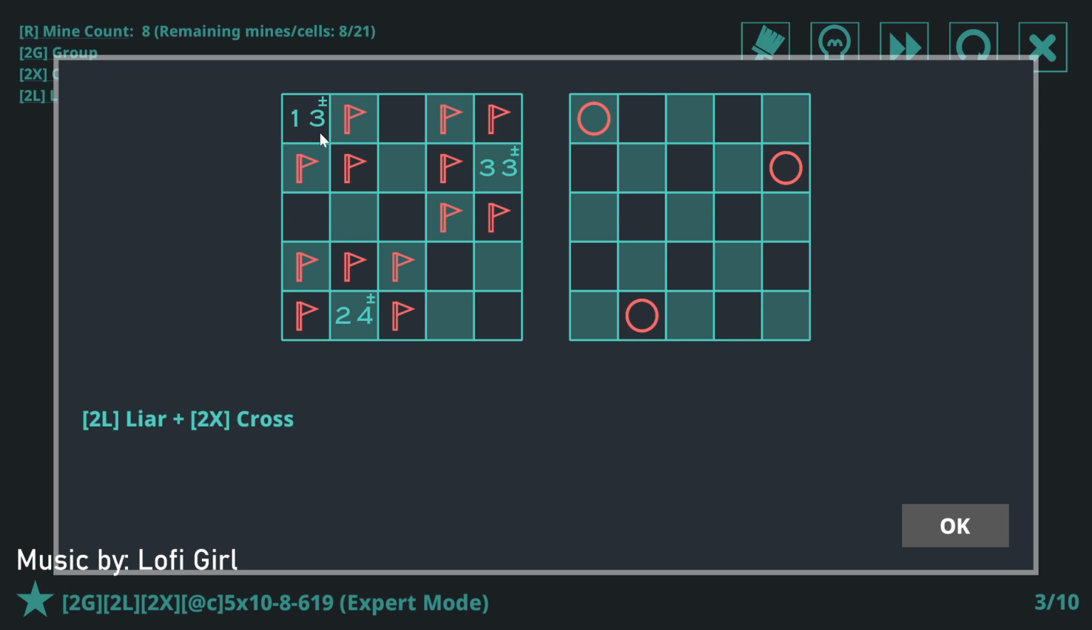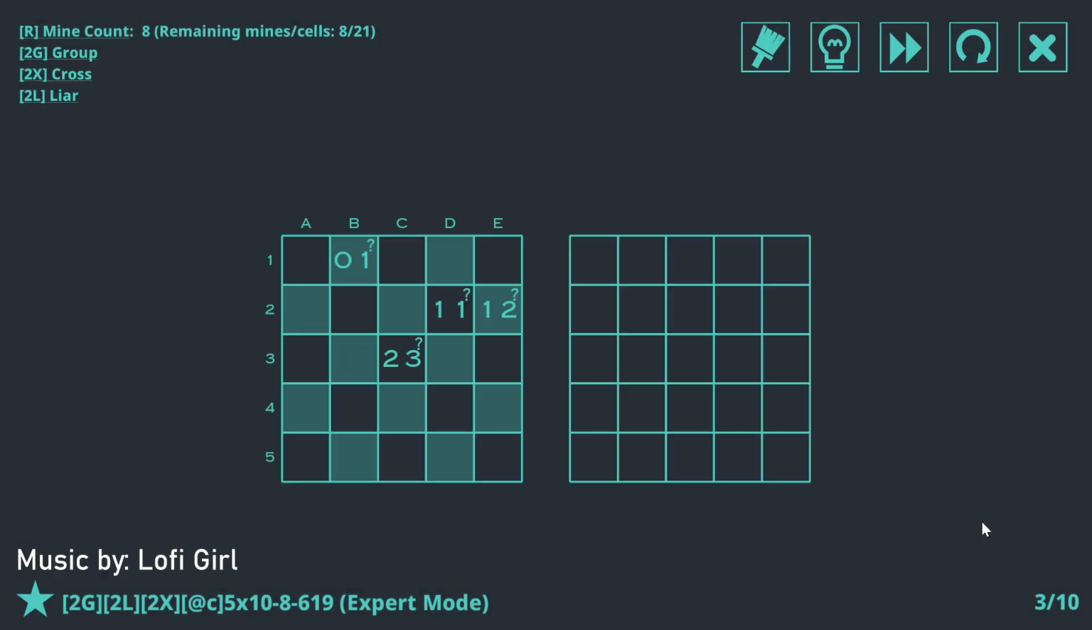So this 1, 3 here, you can see, is now a 1, 2. It is not something like a 2, 4. It is not something like a 2, 2. Because not both of them are lies. Only one of them is a lie. And so if you add up both of these numbers together, it'll give you a total number of mines. It would work as a regular liar clue. Same for this 3, 3, which is now a 2, 3. And this 2, 4, which is now a 2, 3.